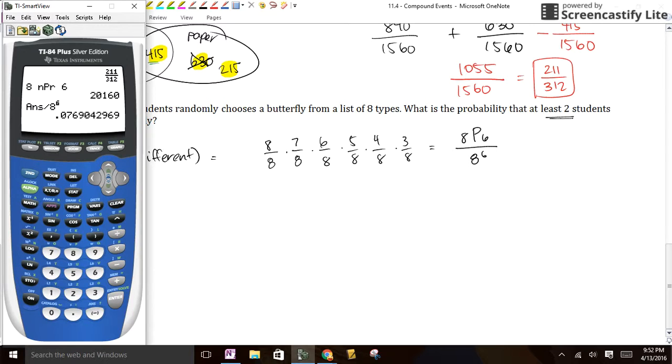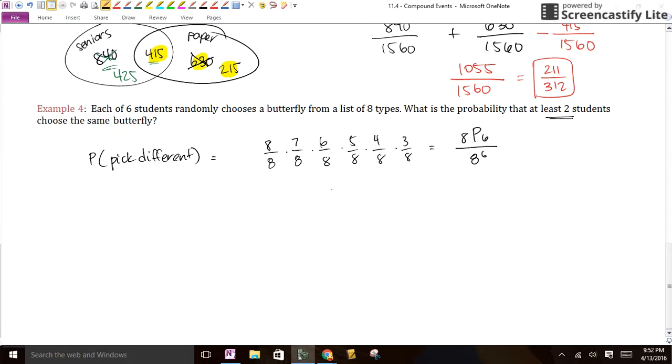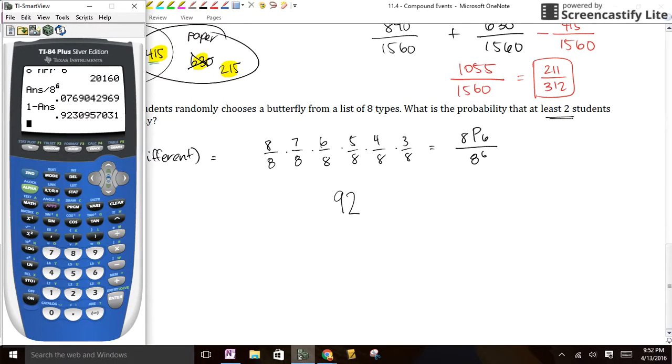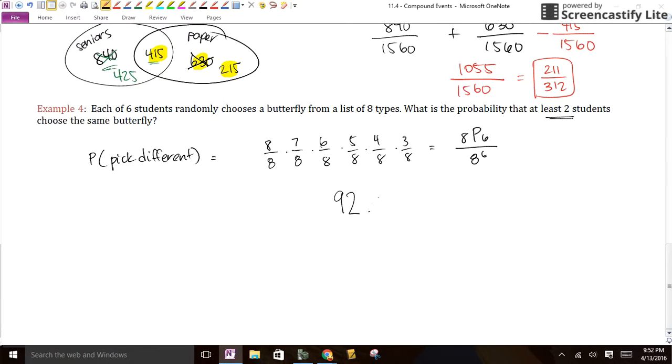they're going to, at least 2 people are going to pick the same, right? Because that's at least 2 people or 3 people or 4 people or whatever. And so the only thing that they're not is all different. So I'm going to do 1 minus the answer. And then there you have it. You have a 92.3 percent chance that they would pick at least 2 the same, because that would mean that they didn't all pick different.